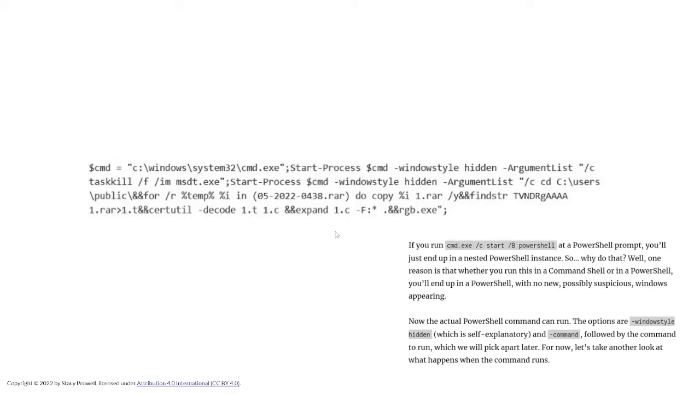What's going on here is we're running PowerShell. And if we just start a PowerShell prompt, we end up with a new window. So we use window style hidden to create a window that is invisible. We don't see the window.